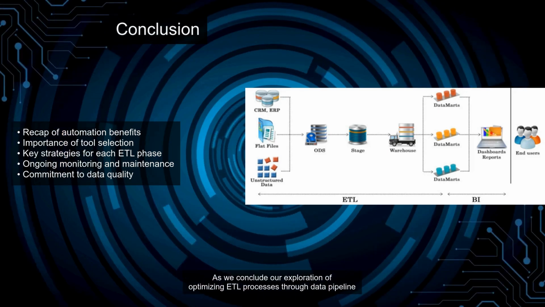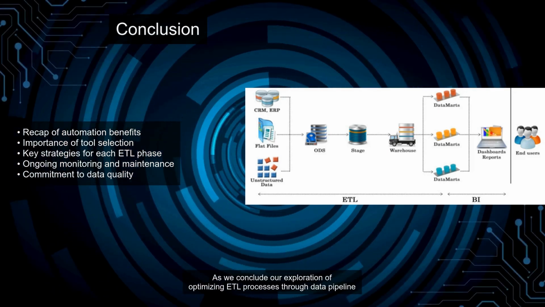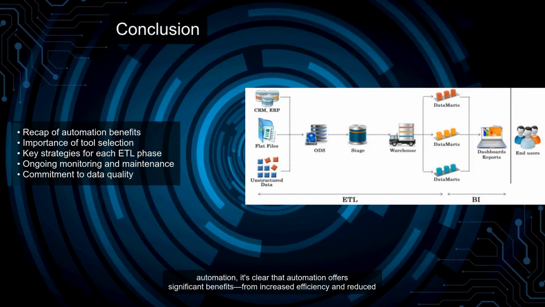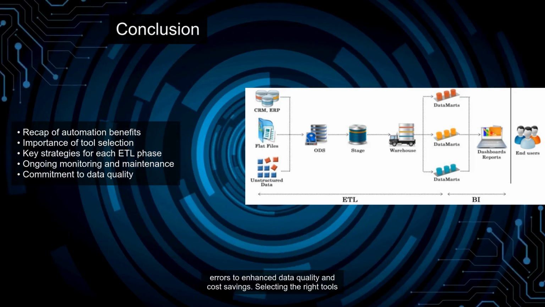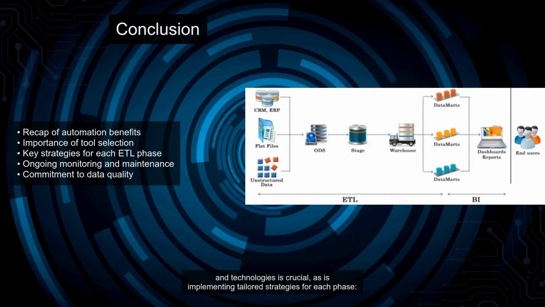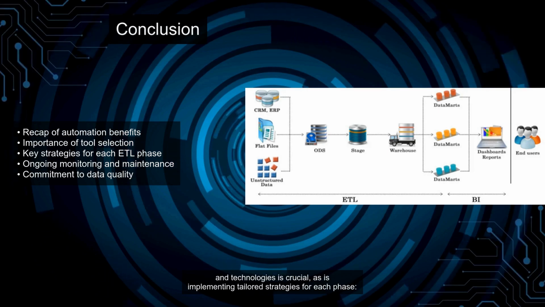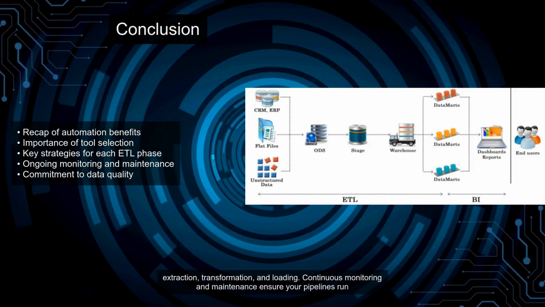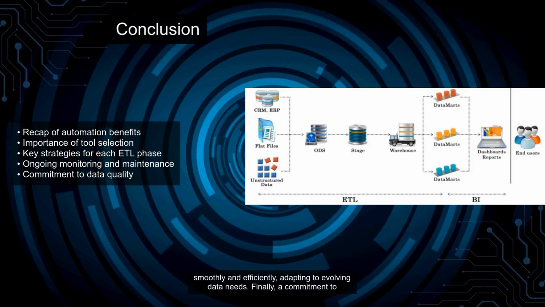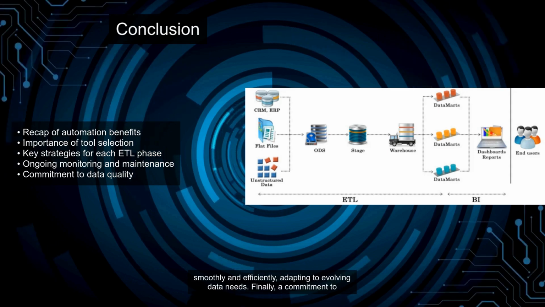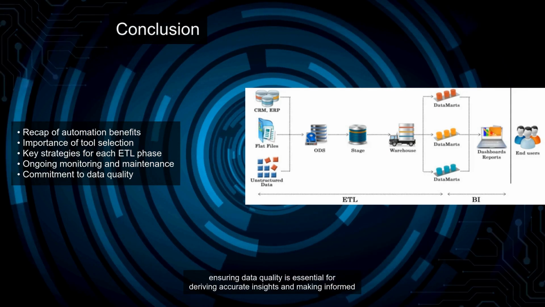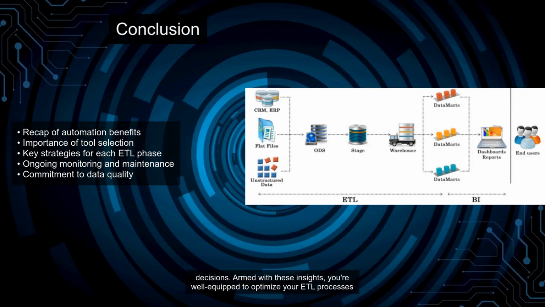As we conclude our exploration of optimizing ETL processes through data pipeline automation, it's clear that automation offers significant benefits, from increased efficiency and reduced errors to enhanced data quality and cost savings. Selecting the right tools and technologies is crucial, as is implementing tailored strategies for each phase: extraction, transformation, and loading. Continuous monitoring and maintenance ensure your pipelines run smoothly and efficiently, adapting to evolving data needs. Finally, a commitment to ensuring data quality is essential for deriving accurate insights and making informed decisions.